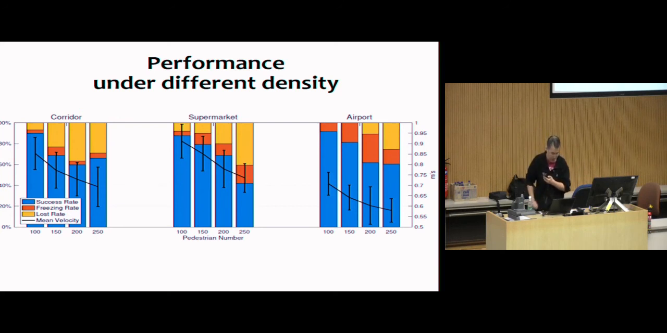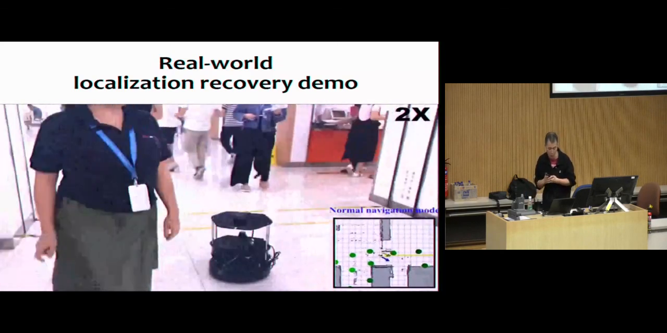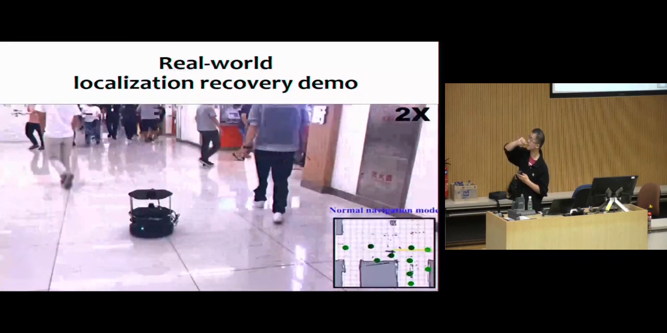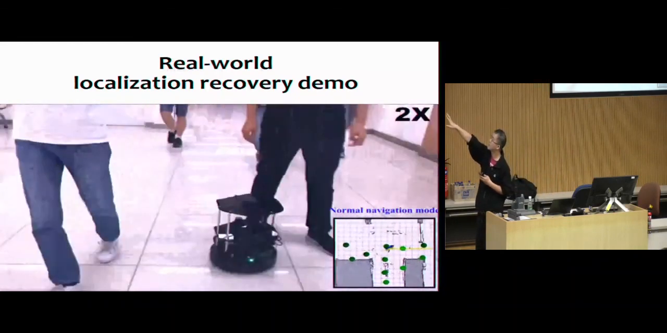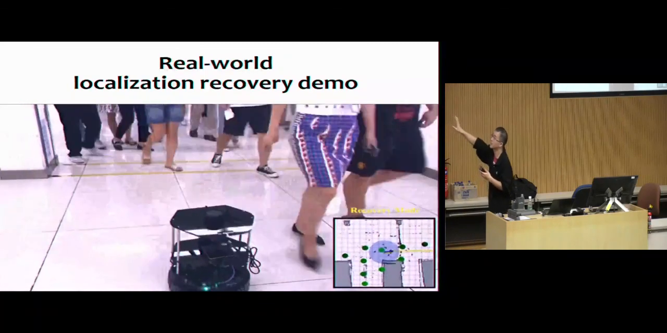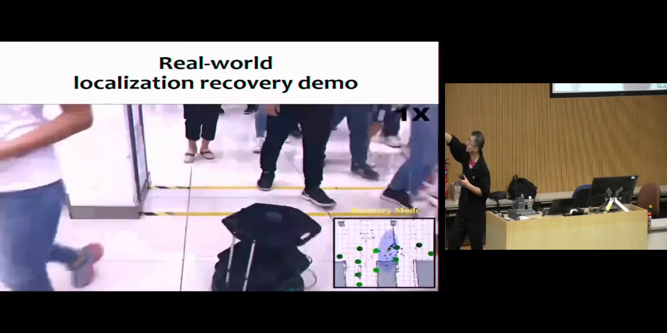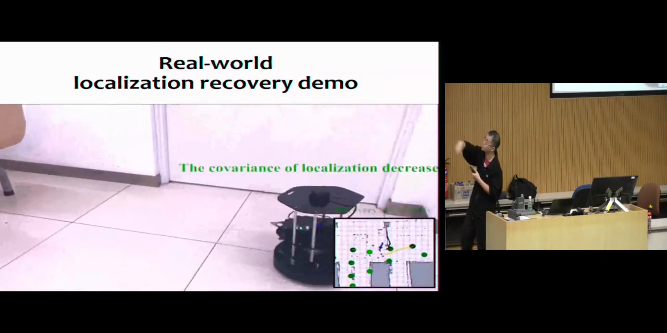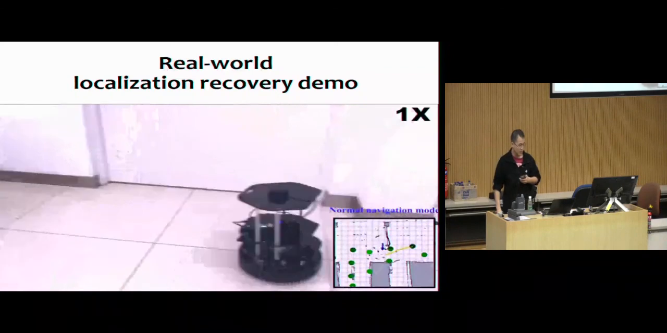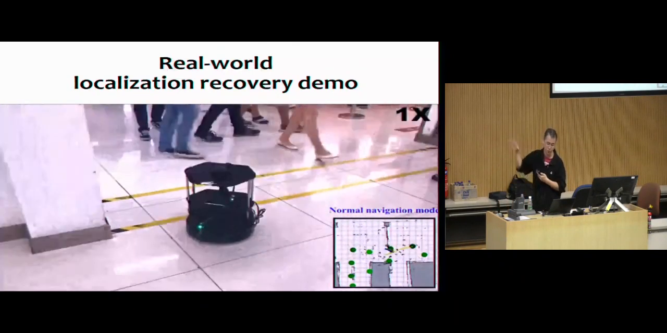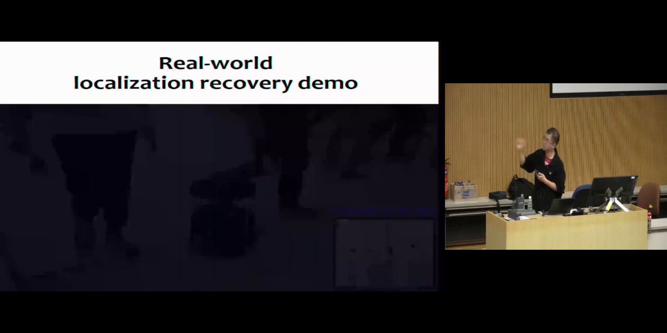Let's look at this real-world example. The robot is going forward, and everything is okay here. Suddenly, at this moment, the localization fails. Then the robot will try to search. There is a corner on the left, so the robot will move to the corner and recover its localization. Then it can continue and go through to its goal. This is what's happening in the real world.